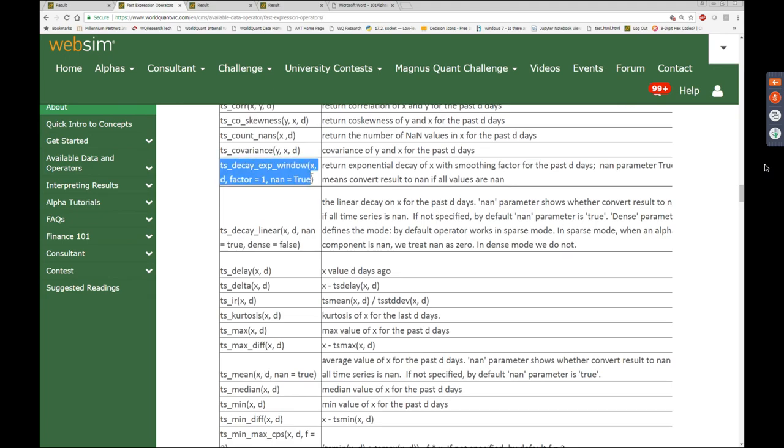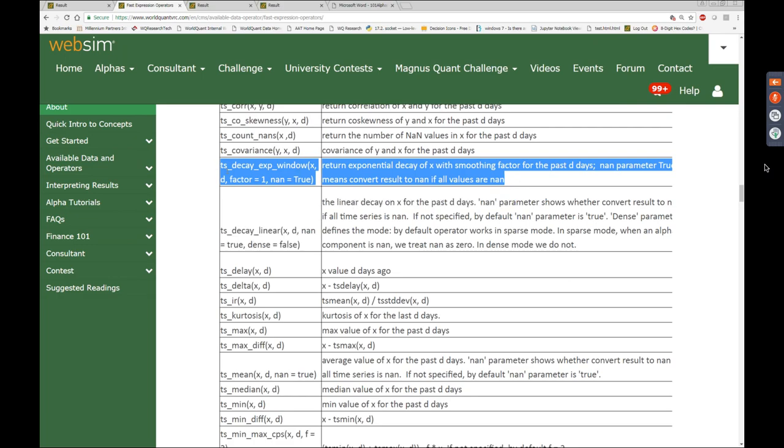So in Websim, we have the TS decay exponential window. The input is the data, and a window that you want to look at. This can be rather large if you want to. Then there's the factor, which is how fast you want to decay the data. So the smaller the value, the slower you decay, or the more you spread your current value over the past days. So that was a bad explanation, I guess.